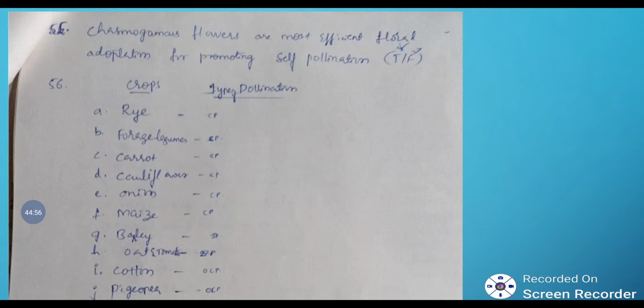Chasmogamous flowers are the most efficient method of adapting for promoting self-pollination. So this statement is false, because chasmogamous flowers are not the most efficient adaptation for promoting self pollination. Cleistogamy is true because cleistogamy boosts self pollination.